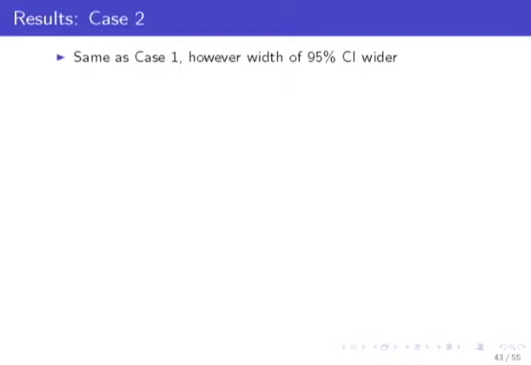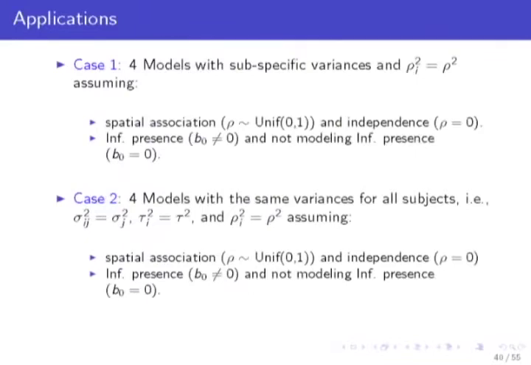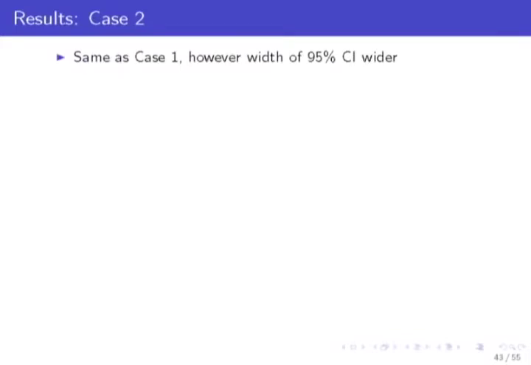Similar with case 2, where we considered the same variances for all the subjects, we get a similar type of result, but the width of the 95% credible interval was a little wider. And if you believe the Bayesian DIC, the deviance information criterion, it was lower for case 1.